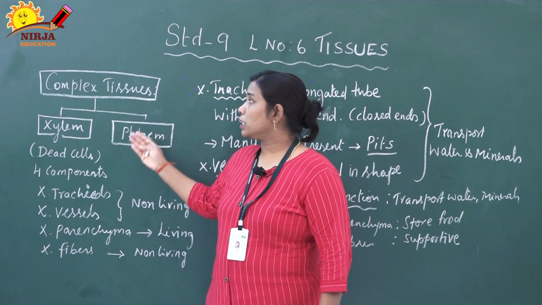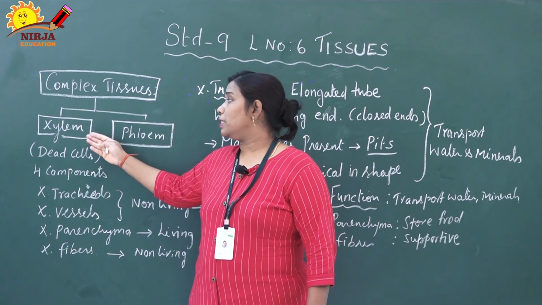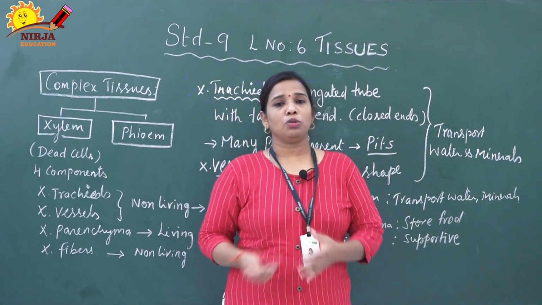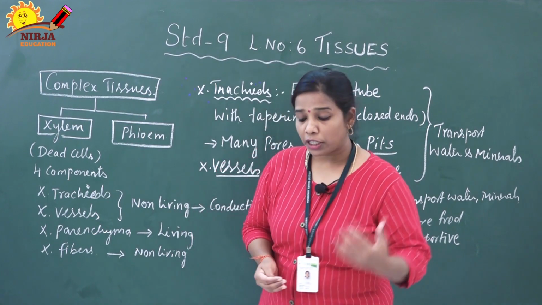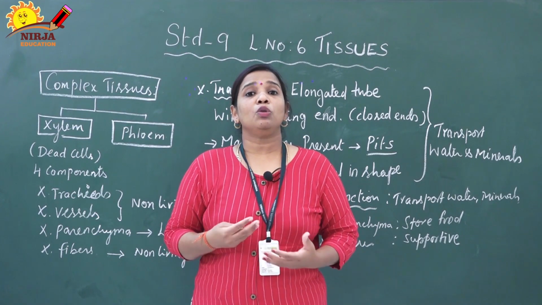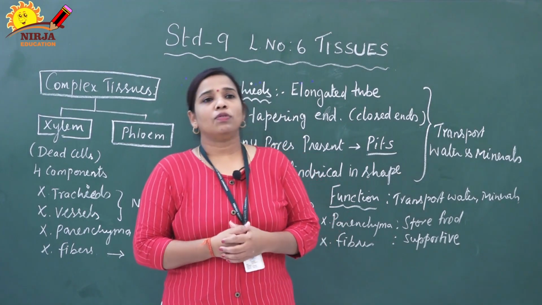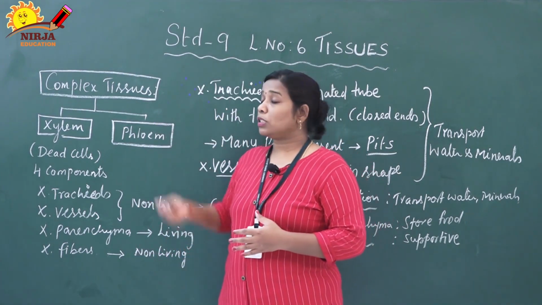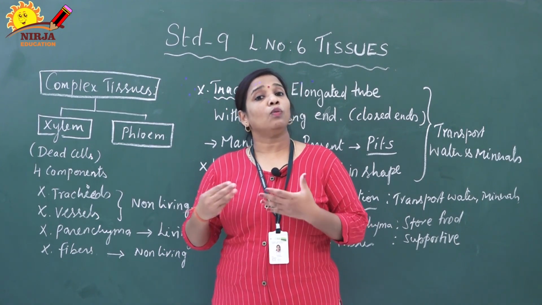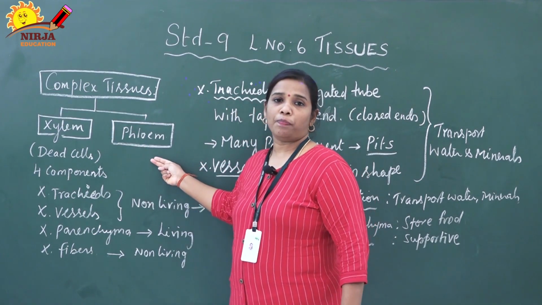Now we are going to discuss complex permanent tissue, which is classified into two types, xylem and phloem. Before that we should know what is meant by complex permanent tissue. Already we know that the permanent tissues are derived from the meristematic tissue. These cells do not have the ability to divide, so they lost their ability for cell division. These complex tissues are made up of more than one type of cells. It is composed of more than one type of cells. There are two types, one is xylem, another one is phloem.